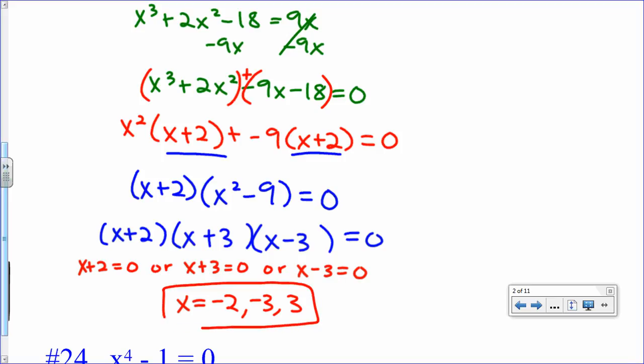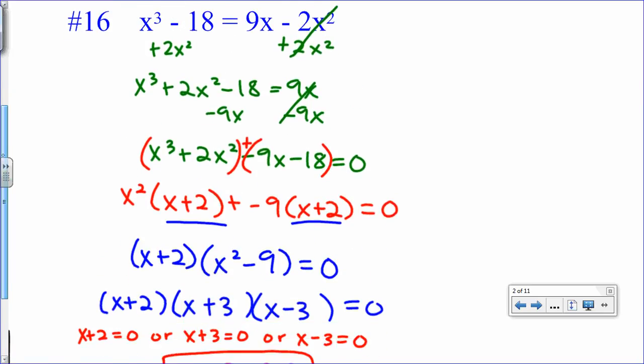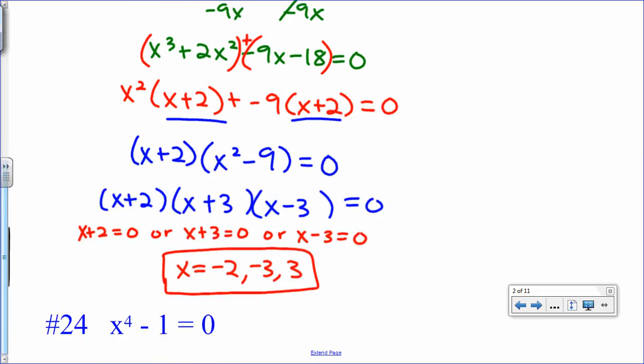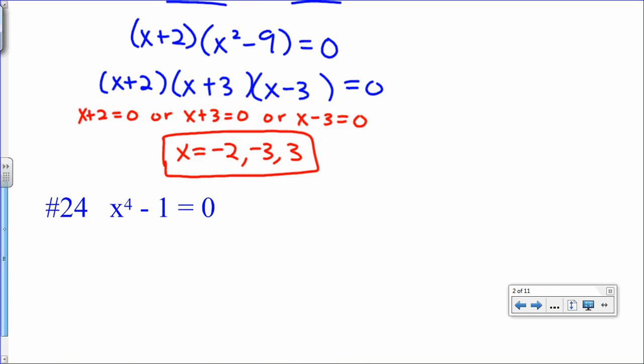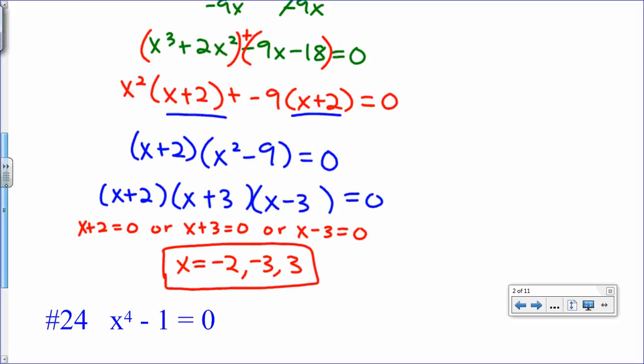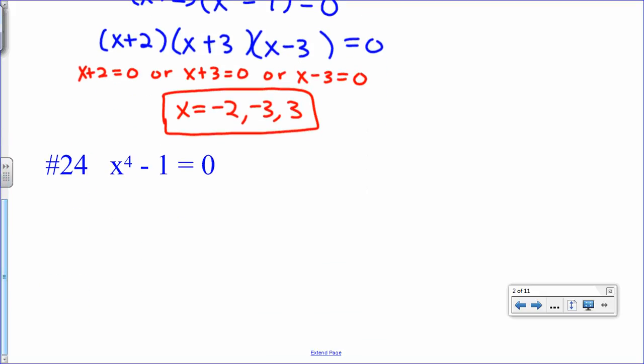Okay. The degree of this was 3, so how many solutions? 3. So you have the same amount of solutions as the degree. So questions about this one at number 16? Yes. No, that's not it. So let's look at 24.